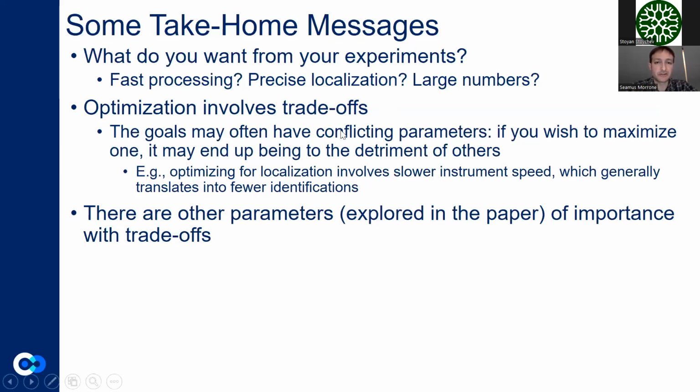As I mentioned, you want fast processing, precise localization, large numbers. This will involve optimizing and probably having trade-offs. So some of these parameters conflict with each other. If you want to maximize one, it could be to the detriment of the others. If you want to optimize for localization, that generally involves slowing the instrument down a little bit to accumulate more ions, which generally translates into fewer identifications. So you can't have both worlds, unfortunately, with these settings.